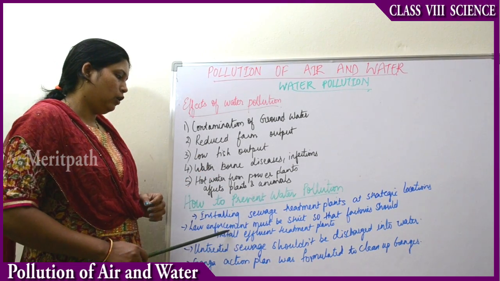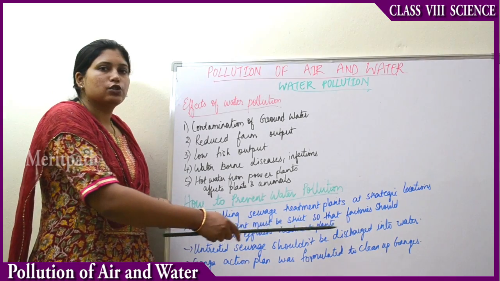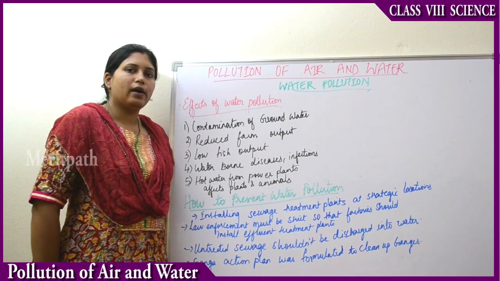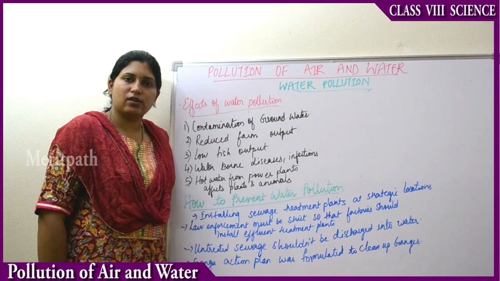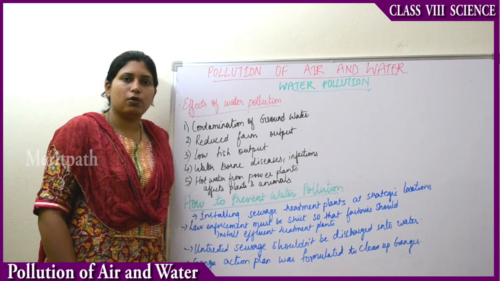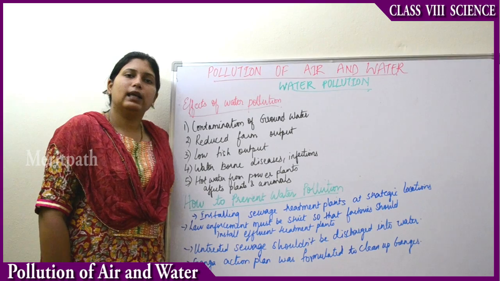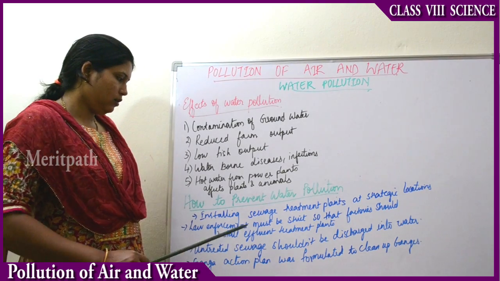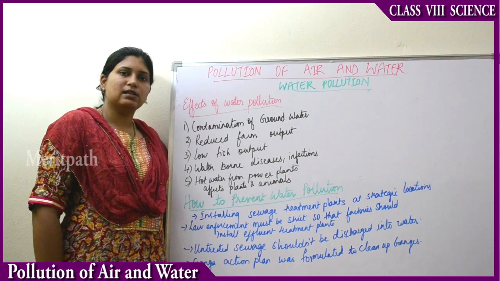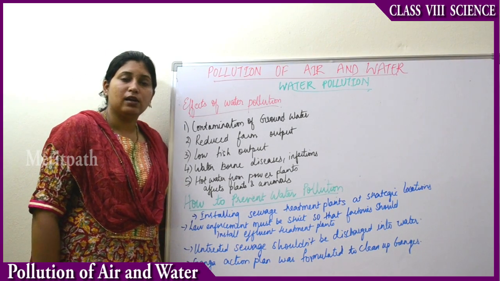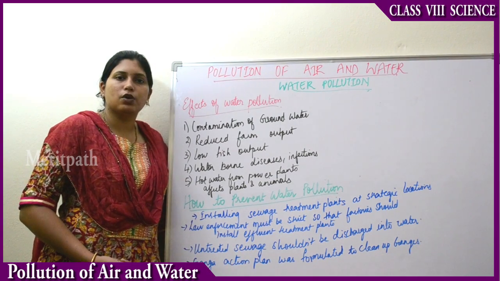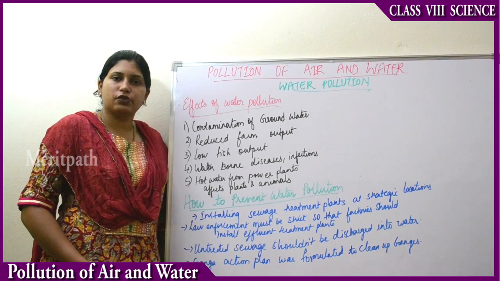Next, law enforcement must be strict so that factories install effluent treatment plants. If the country's law is strict regarding waste disposal, then people will be afraid to dispose the waste into the water bodies, and then they will install effluent treatment plants, water treatment plants, sewage treatment plants. They will be afraid of the law of the government because the punishments will be so strict. So that is how the law should become strict.